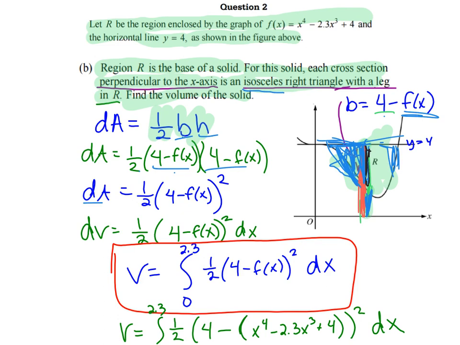You add them all together, you're going to end up getting your volume. So your little dV is going to be this, but you're going to have your dx, because if you add some kind of thickness to it, this is just an area, but the moment you introduce a little thickness, then it becomes a volume. So here's the integration from 0 to 2.3, because that's when they intersect apparently. From 0 to 2.3, 1/2 times that squared dx.